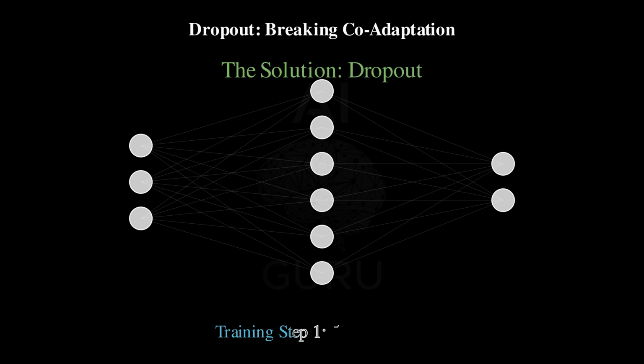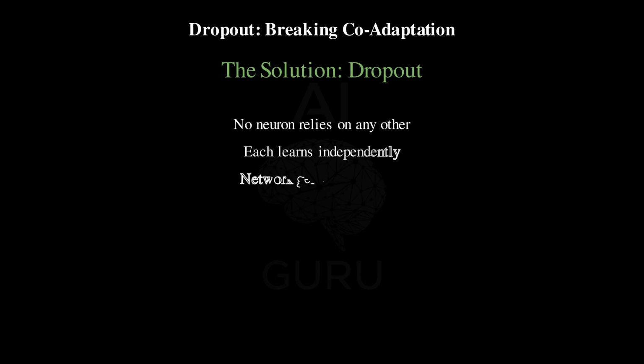They just die for one step. They are temporarily deactivated, yes. This forcing function ensures that no single neuron can ever rely on the presence of any other specific neuron. It forces every remaining active neuron to be robust and capable of learning useful features independently. So the network has to be more resilient.